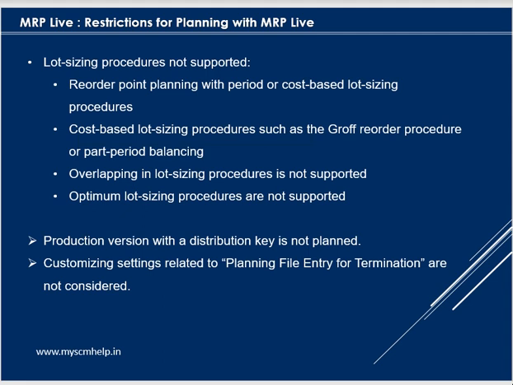Then production version with the distribution key. If you see in the production version, there is a field called distribution key. This is basically used in repetitive manufacturing. In case the distribution key is also used, those kinds of materials, that kind of data will not be consumed by MRP Live, and it will say that it is not possible to plan the material through MRP Live.